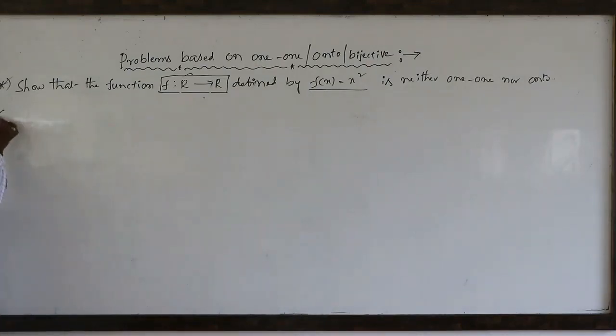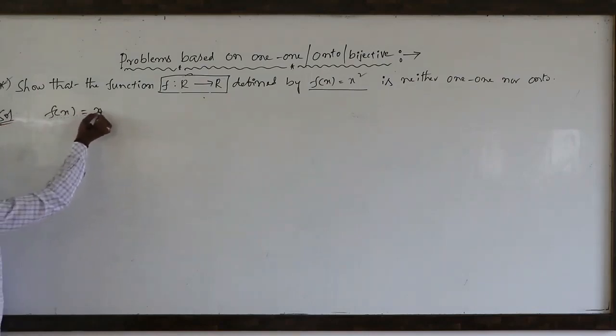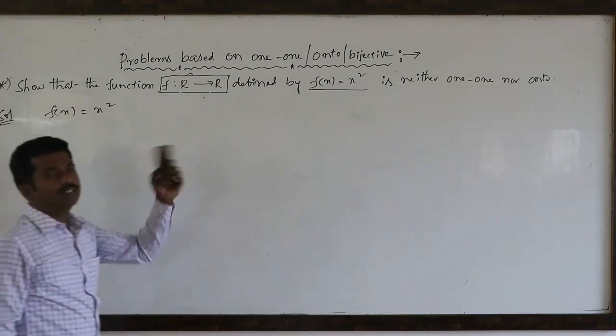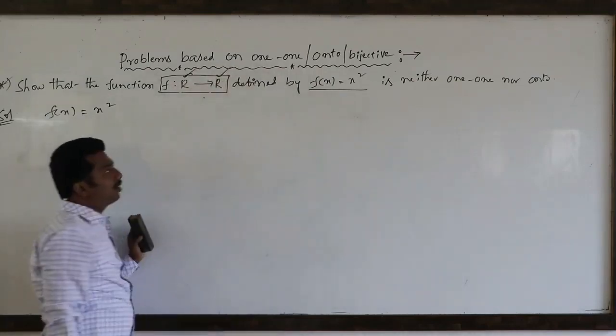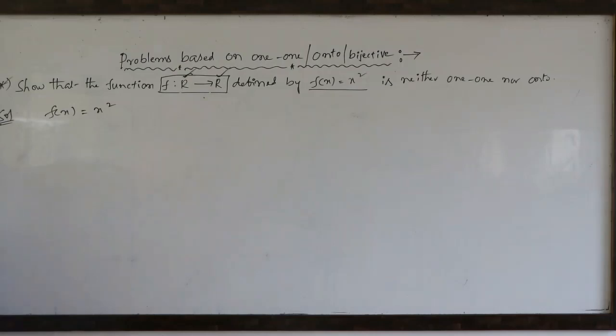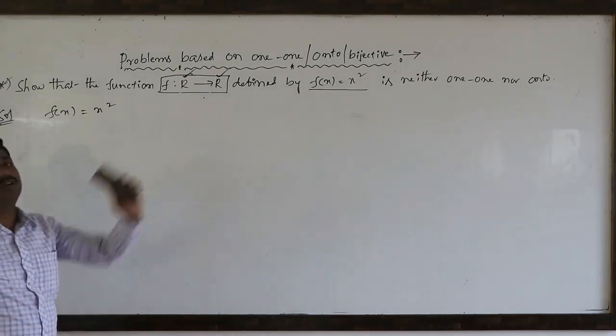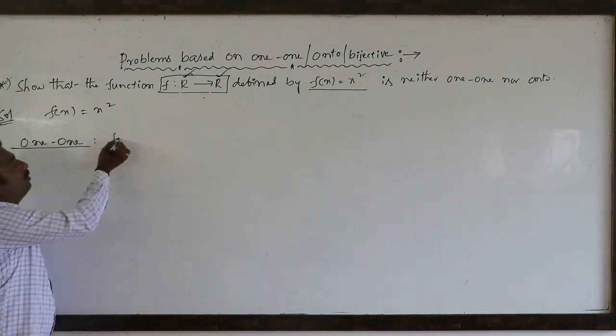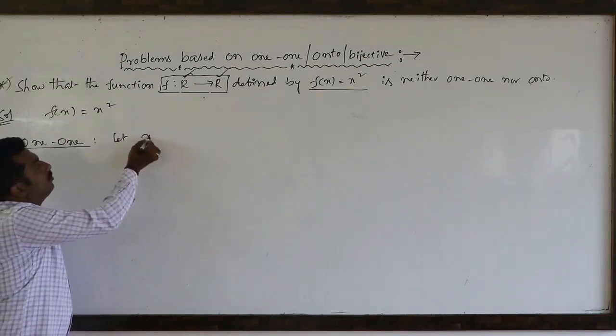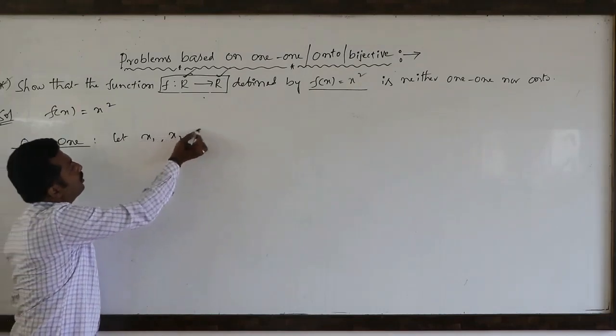So what is the given function? f of x equal to x square. Domain means real numbers, codomain also real numbers. We have to prove that it is neither 1-1 nor onto. First we will verify whether this function is 1-1 or not. What is the 1-1 procedure? Randomly we have to consider two elements from the domain.